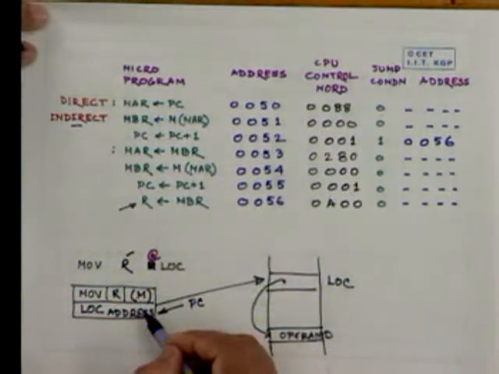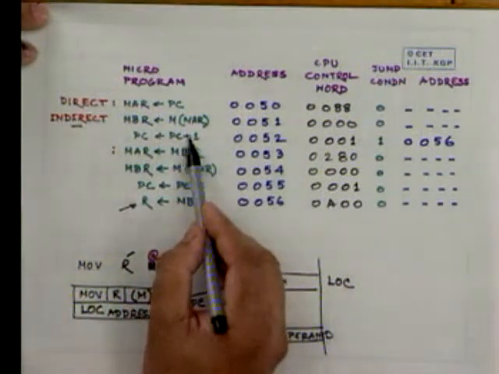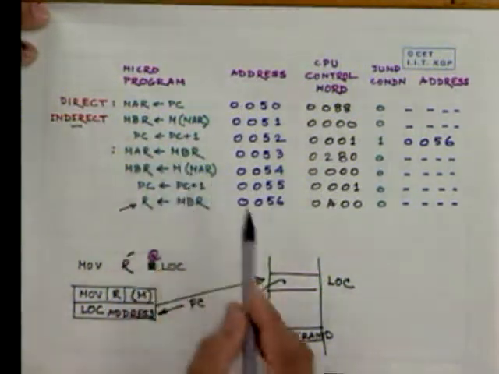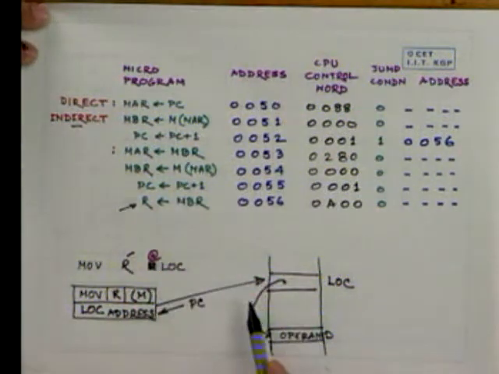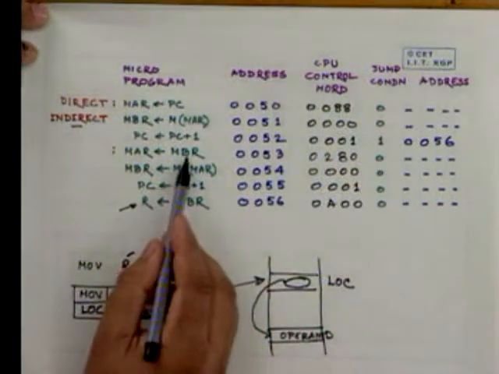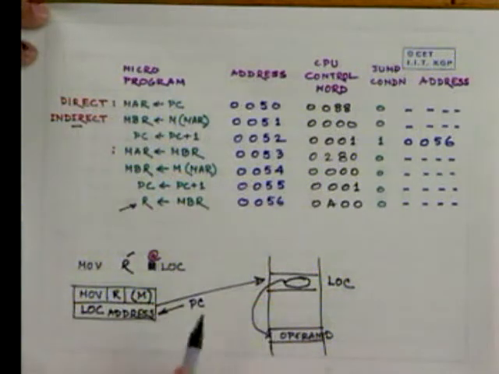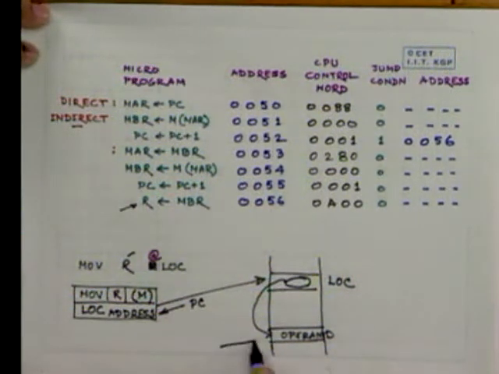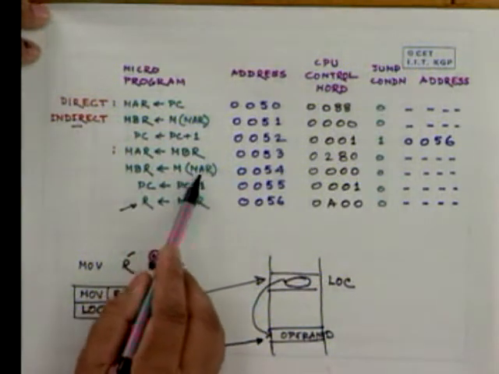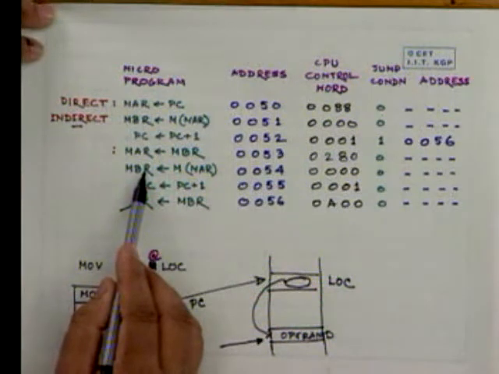Now, if that be the situation, then in the case of indirect addressing, after the program counter is incremented, the content of the memory buffer register, which now contains the content of the location, should come to the memory address register once more. Which means the memory address register is now pointing to this location. And the content of the memory pointed to by the memory address register should come to the memory buffer register.